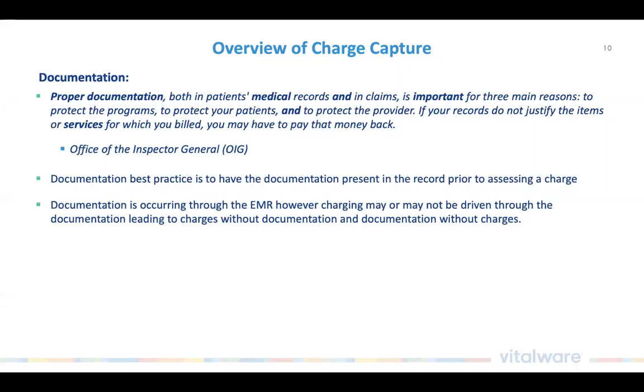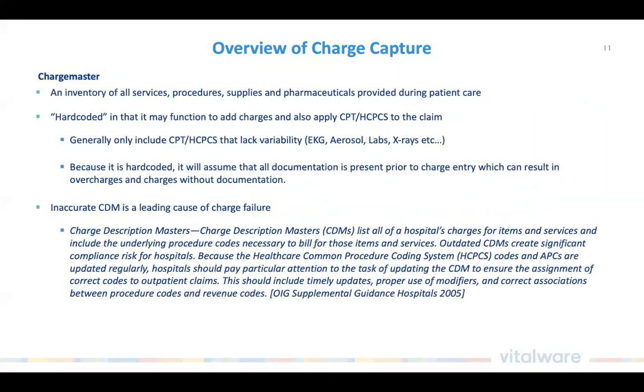Documentation best practice is to have the documentation present in the record prior to assessing the charge. And that's where we saw the 4 blue boxes going into the purple. So unless all the 4 blues are complete, you shouldn't be in the purple area. Documentation accrues through the EMR, however, charging may or may not be driven through the documentation in the EMR. And this is a touch point that informatics forgets about a lot. They write great documentation, but then we don't connect it to charges, or we don't keep up the maintenance on it.